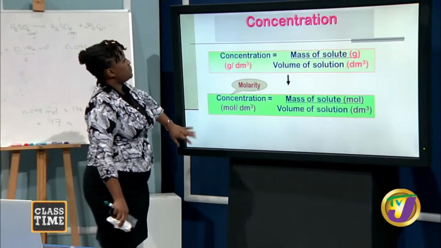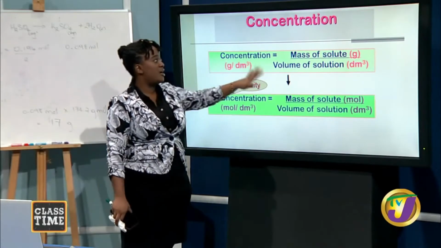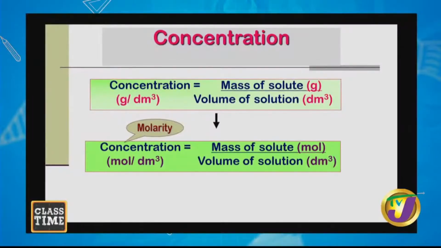All right. So here's how we calculate our concentration. Concentration is the mass of a solute divided by the volume of the solution. So our unit for concentration is gram per dm cube. Also, if we're using moles, the unit for concentration will be mole per dm cube. And we call this form molarity. We refer to it as molarity, but it's really the same thing. The mass of the solute, which is given in moles, divided by the volume, which is dm cube.